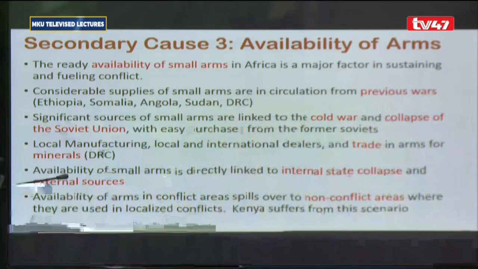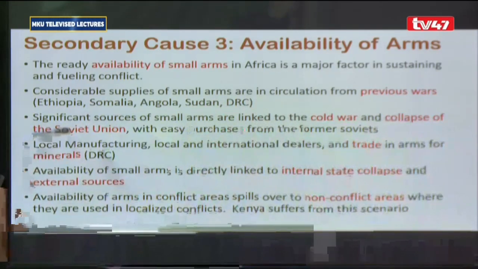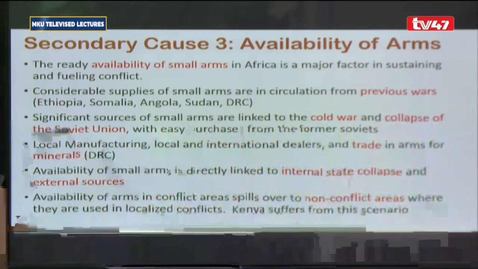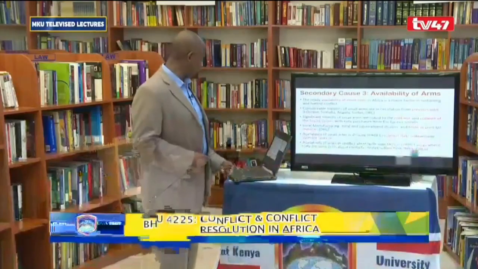And even in areas like Kenya, where we do not have conflicts, when we have conflicts in neighboring countries, these small arms spill over into countries like Kenya and are also used by local communities to flare up conflict in those areas, where it's not even a conflict, but it is flared up by the availability of those small arms. Then we have finally the tertiary causes.